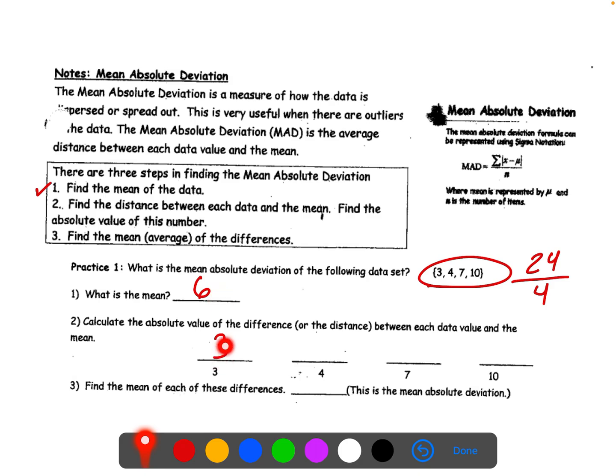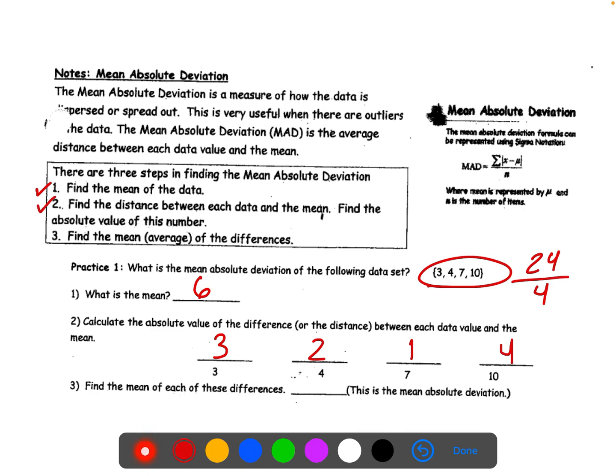Okay, it doesn't matter that it's negative or that it's below. 4 is below. It would also technically be negative, but our distance, 4 is 2 below 6, and we're just going to write 2. 7 is 1 over 6, and 10 is 4 over 6. So this would be our deviation. How far does this data deviate from what the mean is? Okay, that would be step 2.